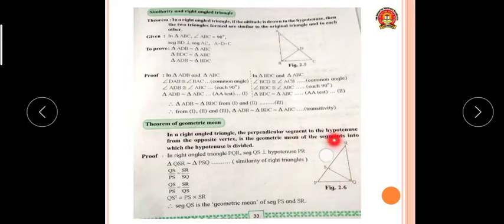If a diagram and situation like this is there in a question and you have to find out QS, and you know SR and PS, you can easily find out QS by the geometric mean.